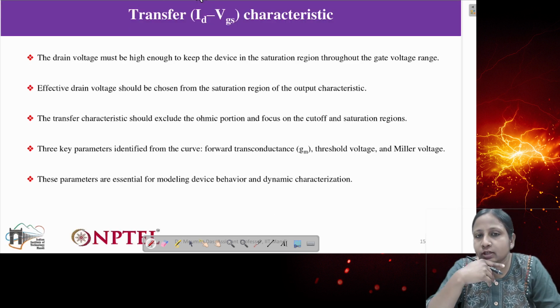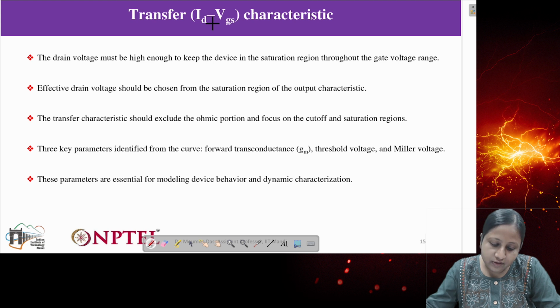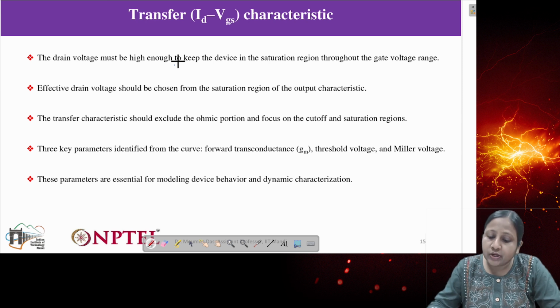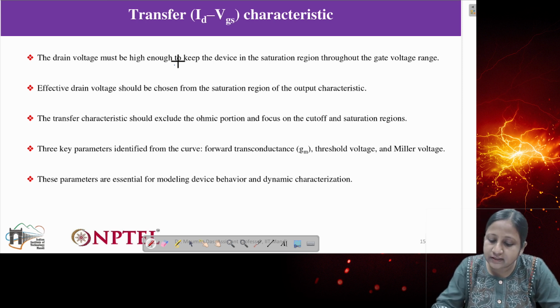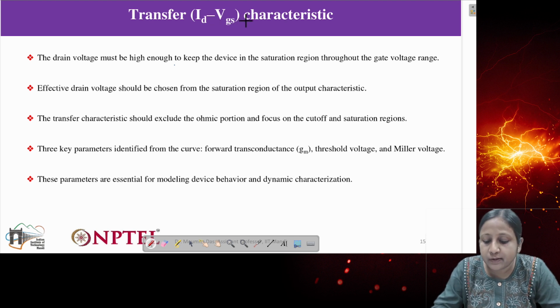So now the second characteristic is the transfer characteristic. What we get in transfer characteristics is the ID VGS curve. So why is it required? The drain voltage must be high enough to keep this device in the saturation region throughout the gate voltage range. So in this case we have to choose a condition for the drain to source voltage we have to apply, because we will be varying VGS and actually measuring ID, and here we can consider different temperatures.